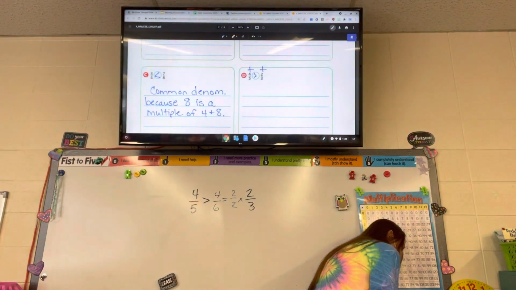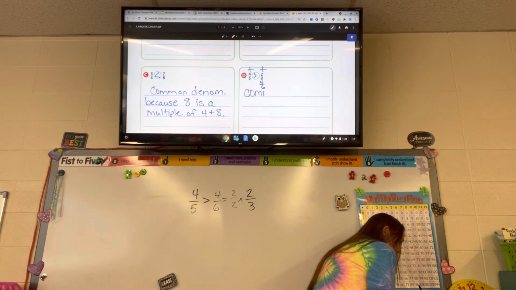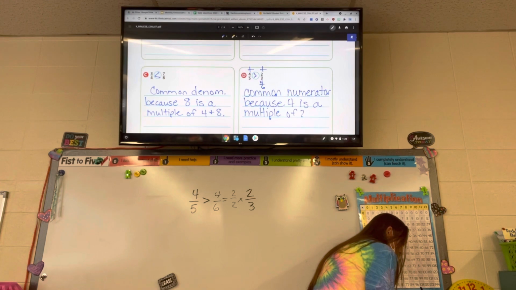And 2/3 was also 4/6. So, common numerator. Because 4 is a multiple of 2 and 4.